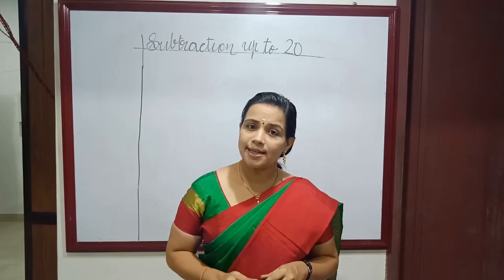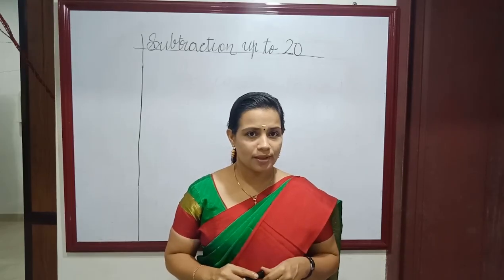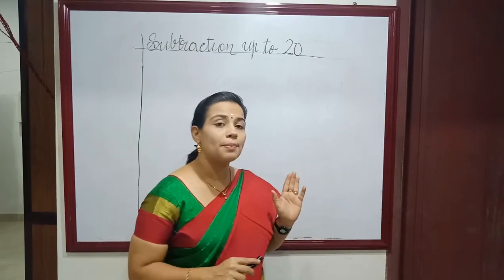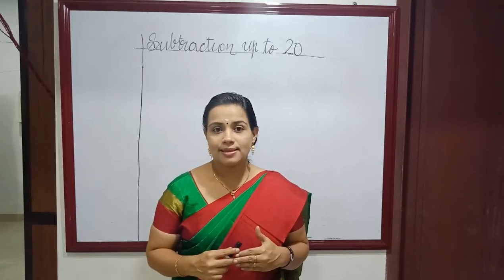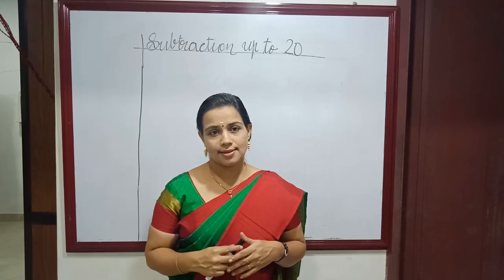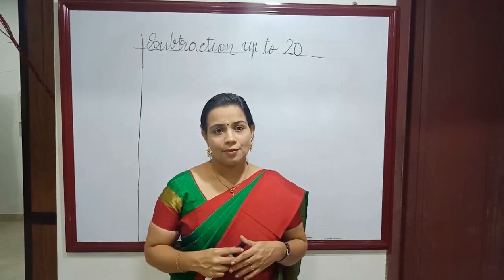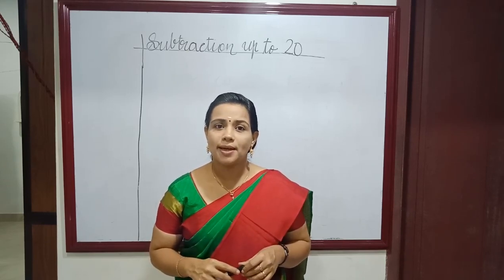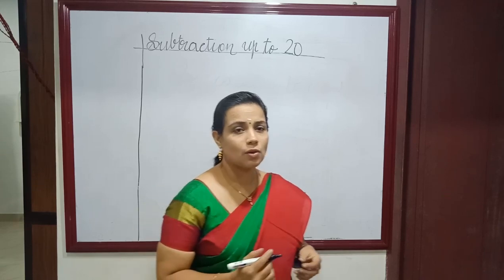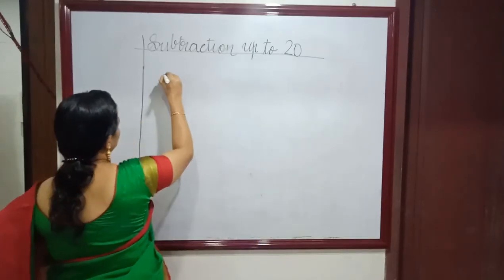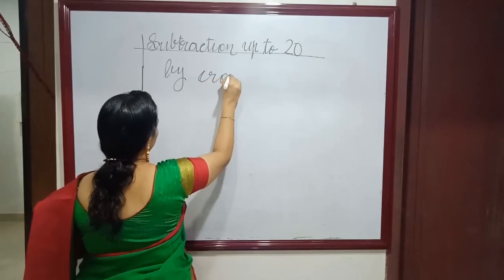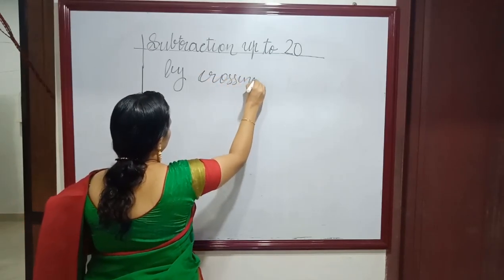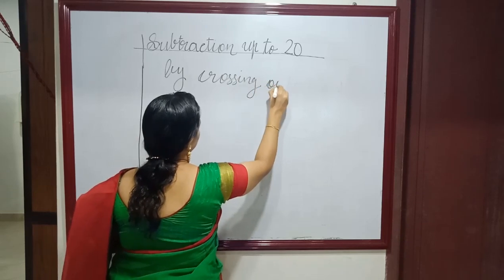Understood? The lesson addition up to 20 is over. Our new lesson is subtraction up to 20. We have already learned subtraction up to 10 in the last classes. Okay. First one, subtraction by crossing out.